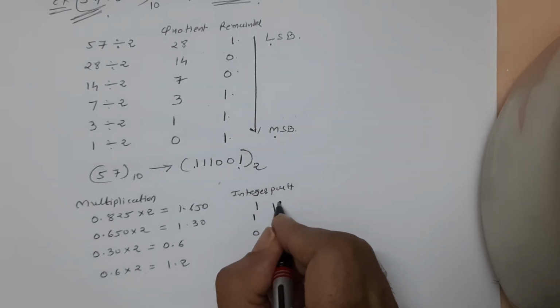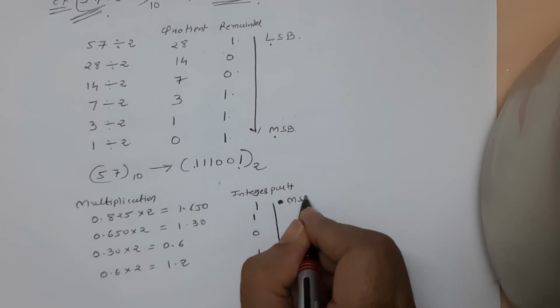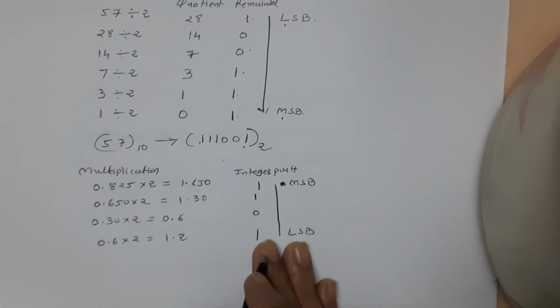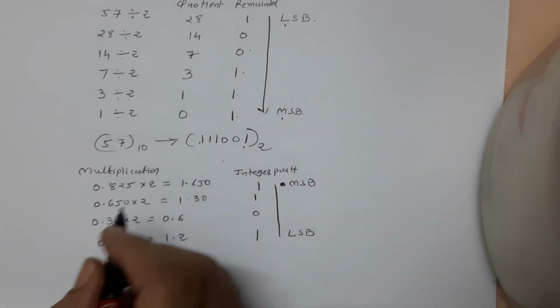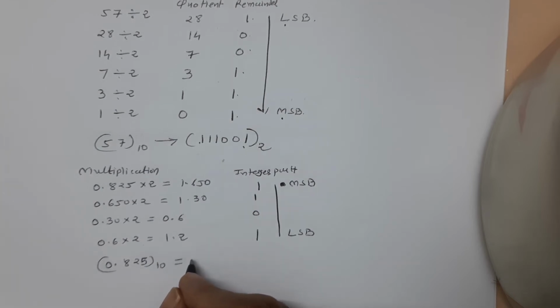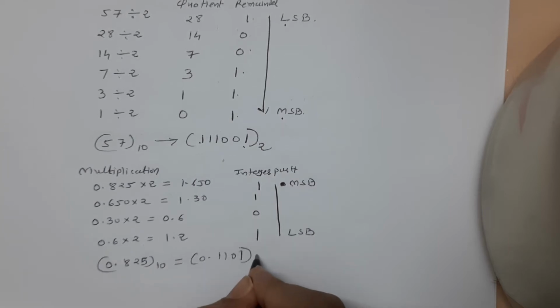Again here, this is your MSB, most significant, and this is your LSB. So we can write this 0.825, which is in decimal, is equal to 0.1101 in the form of binary.